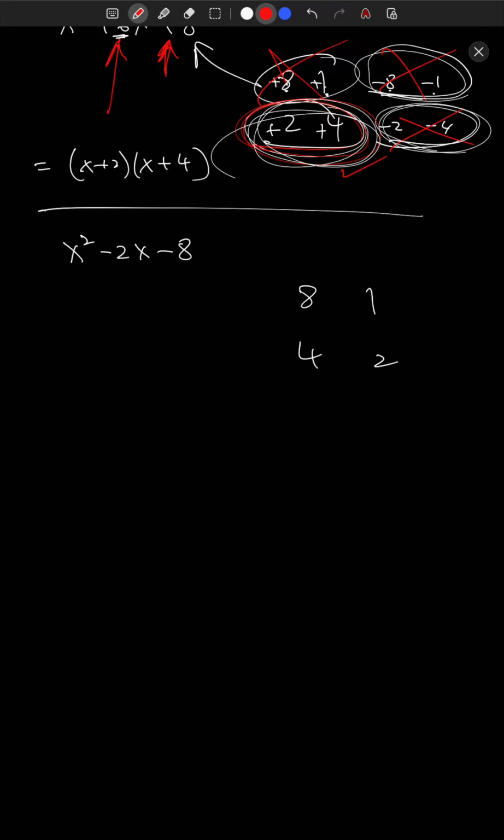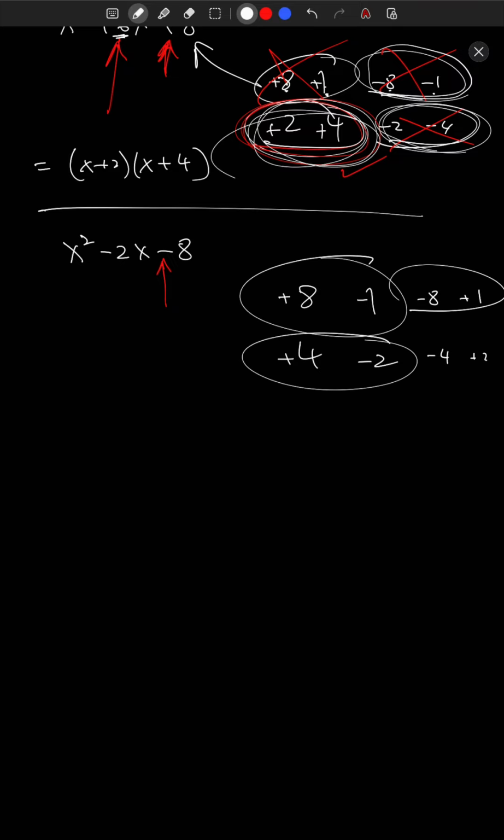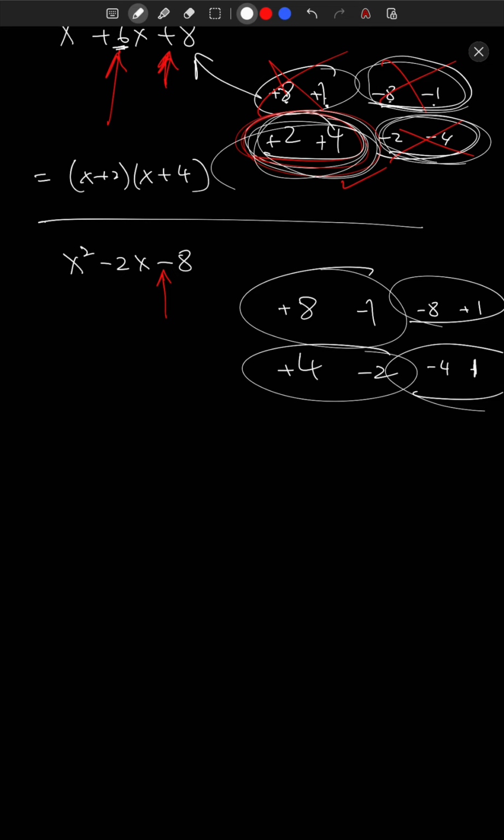Let's see. I need a minus 8, right? So the only way to get that out of the product of two things is one has to be positive, one has to be negative. So it's got to be something like plus 8 and negative 1, or negative 8 and plus 1, or plus 4 and negative 2, or minus 4 and positive 2. So again, let me write them all out. Here we got minus 8 plus 1, and then minus 4 plus 2. So these are my 4 possibilities. And again, they have to be opposite signs, because I have a minus 8 here.